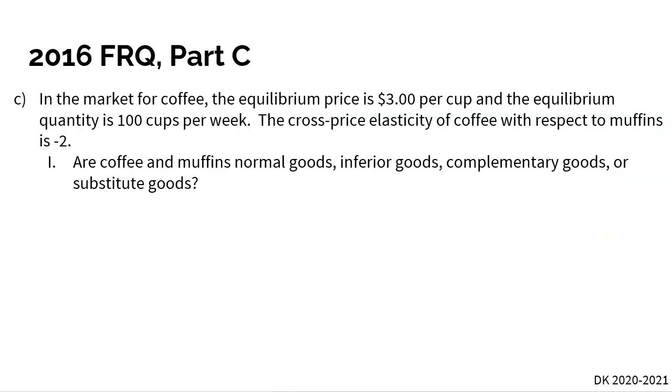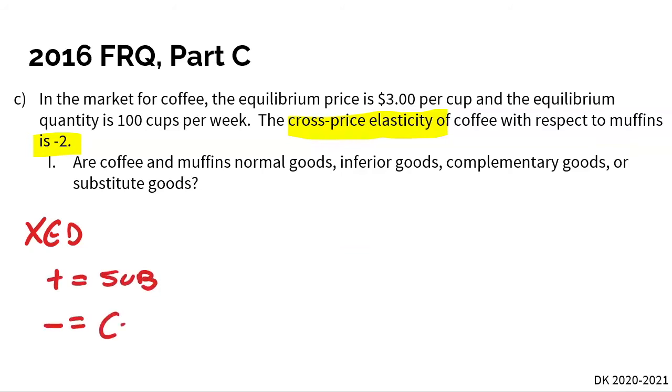So the last part, part C. Well, here we know the cross-price elasticity is -2. For cross-price elasticity of demand, if it's a positive number, it is a substitutable good. If it's a negative number, it's a complement or complementary goods. So if the question is asking whether it is normal, inferior, complementary, or substitute?